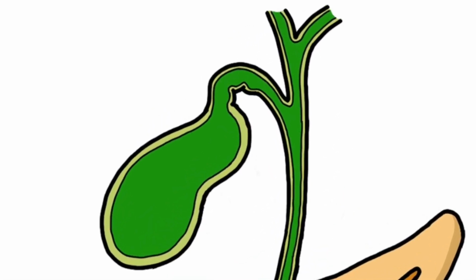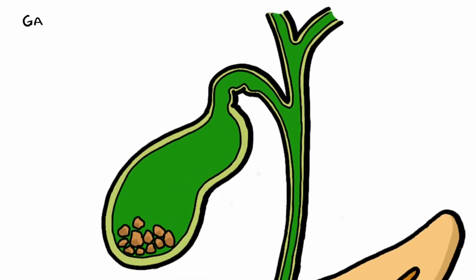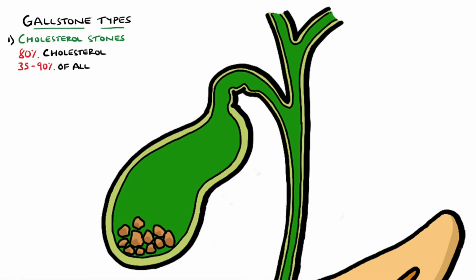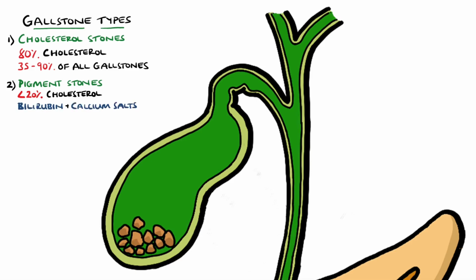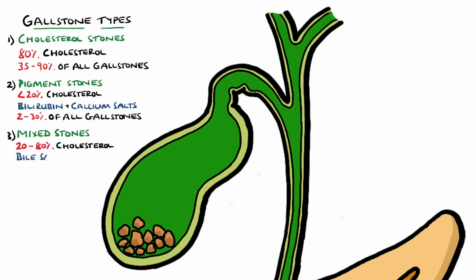Firstly, we will look at why the gallstones form. There are three main types of stone: cholesterol stones, which are made up of around 80% cholesterol and make up 35 to 90% of all gallstones. Pigment stones are composed mostly of bilirubin and calcium salts, with less than 20% cholesterol content. These make up between 2 and 30% of all stones. Then we have mixed stones, which are 20 to 80% cholesterol with other bile salt components. These make up between 4 and 20% of stones.